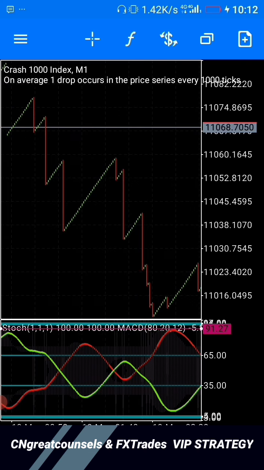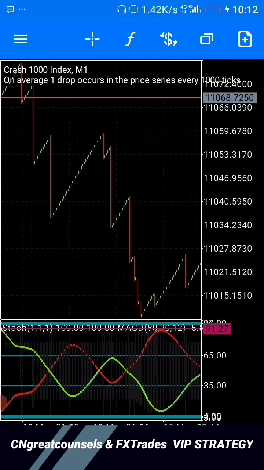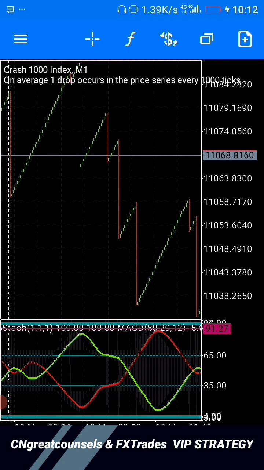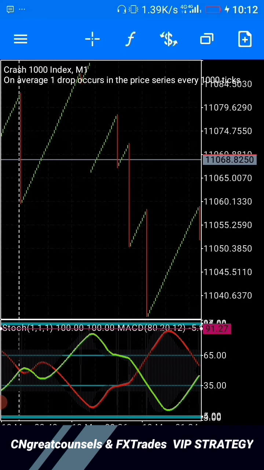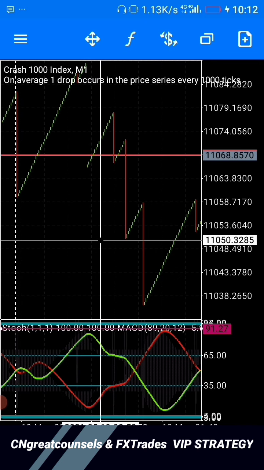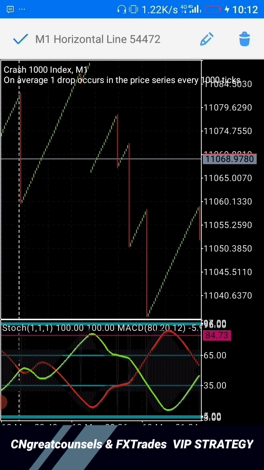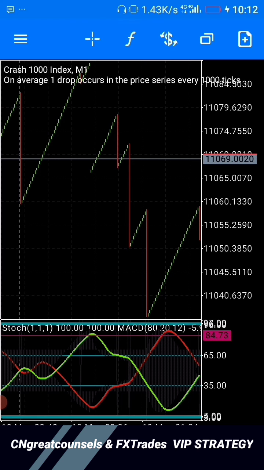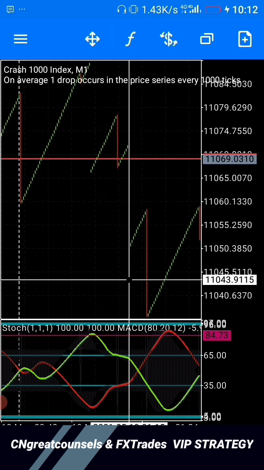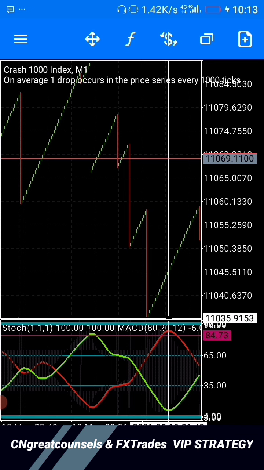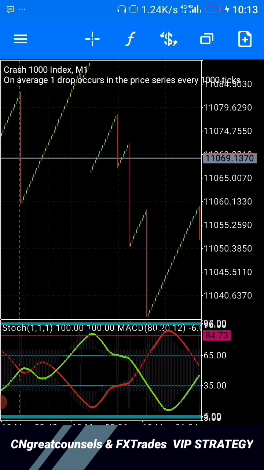Remember, both the green and the red signal line must be above the 65 level, okay? Now look at it here also, it was met here. Now if you had placed your horizontal line above the green line when it was made, you can see that it corresponded here, it cut here, okay? And then you place your buy and take 10 to 15 candles, and you're out of the market.